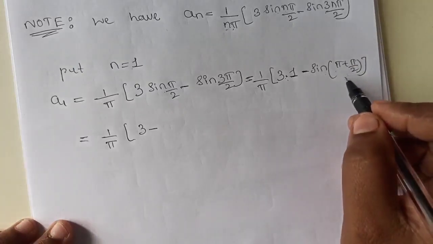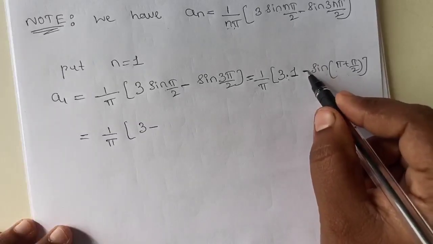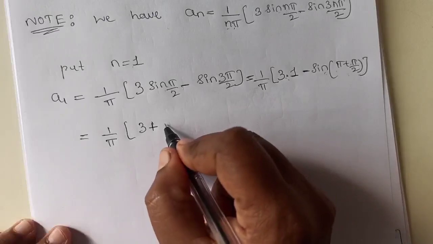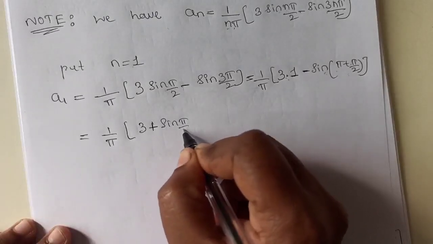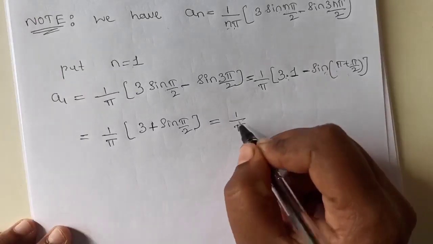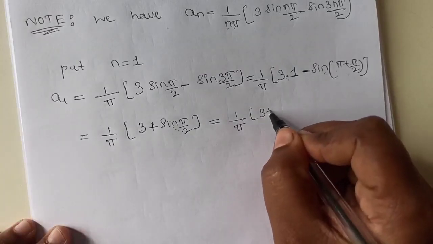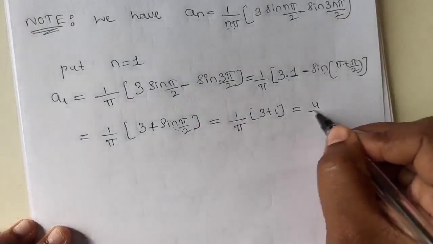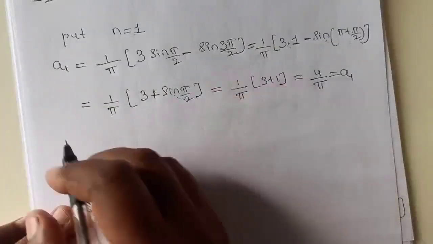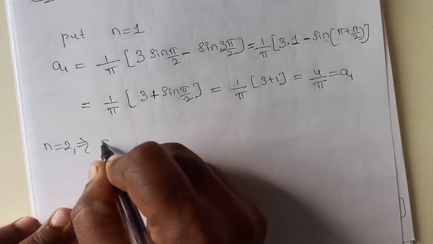It lies in the third quadrant. Third quadrant means sine is negative, so minus into minus we get plus. Sine of pi by 2 is equal to 1. So 1 by pi, 3 plus 1 is equal to 4, that is we get 4 by pi. So this is the a1 value. Again, now substituting n equals 2, we get the a2 value.